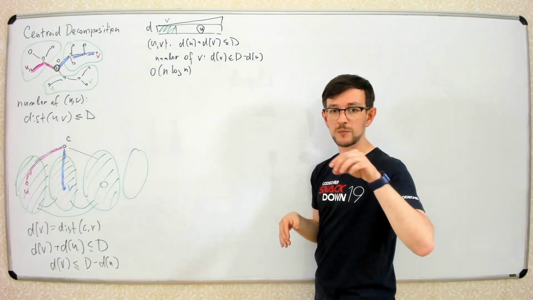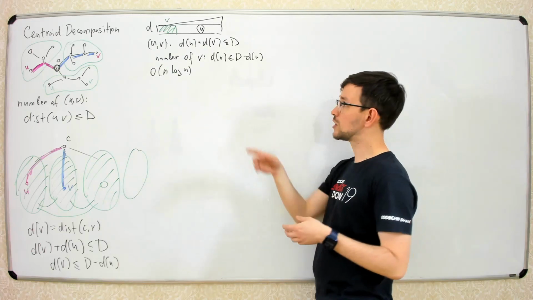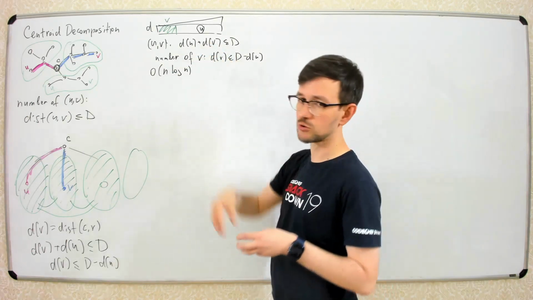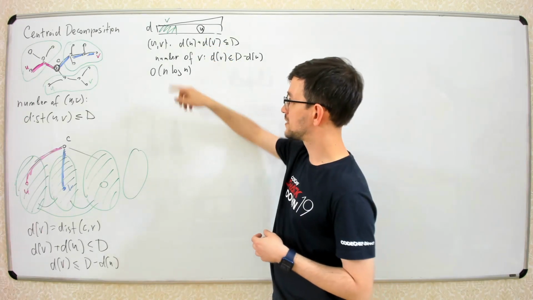And again, for each element you spend log n time to add the element to the binary search tree or to remove the element from the binary search tree. So for each node you spend log n time to calculate the number of pairs. So still you have this time complexity.